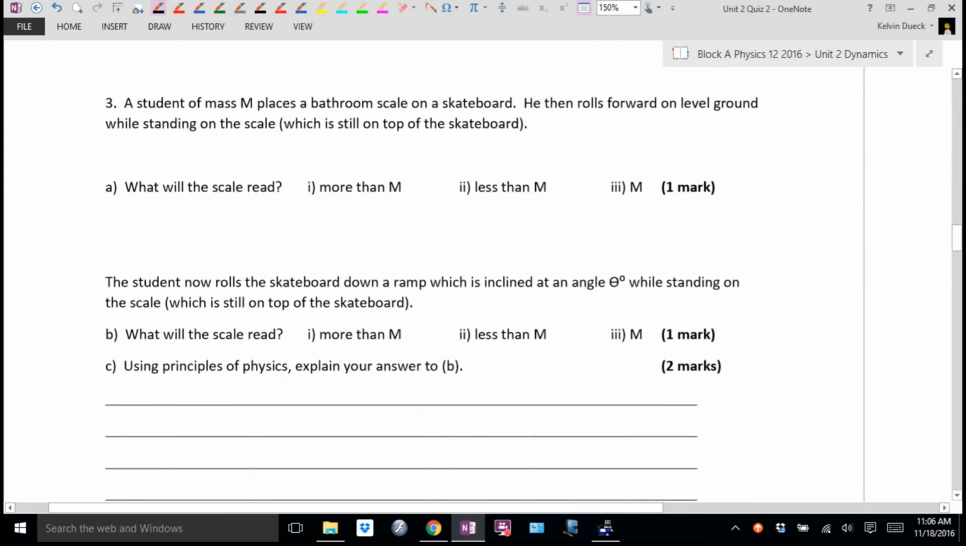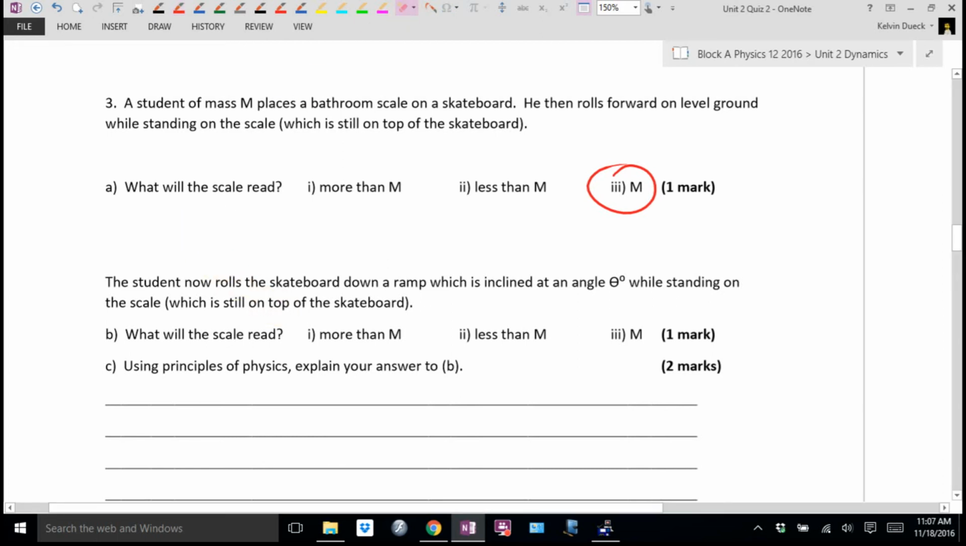Number 3, I'm going to give you one possible explanation, and then if you want to, after we finish marking the quiz, you can show me your explanation, and I'll tell you whether I give you 2 out of 2 or not. I think for the first one, if everything is horizontal, the scale is just going to read the mass. Imagine if you stood on a scale in a moving train that was moving very slowly. Your scale reading, your normal force, doesn't change.